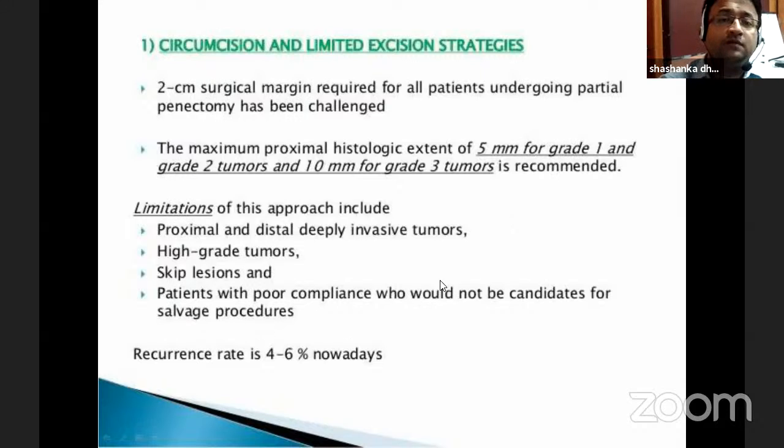The limitations are obviously proximal and distal deeply invasive tumors. You cannot do this. And high grade tumors, you cannot have a small margin. In skip lesions, it may cause recurrence.